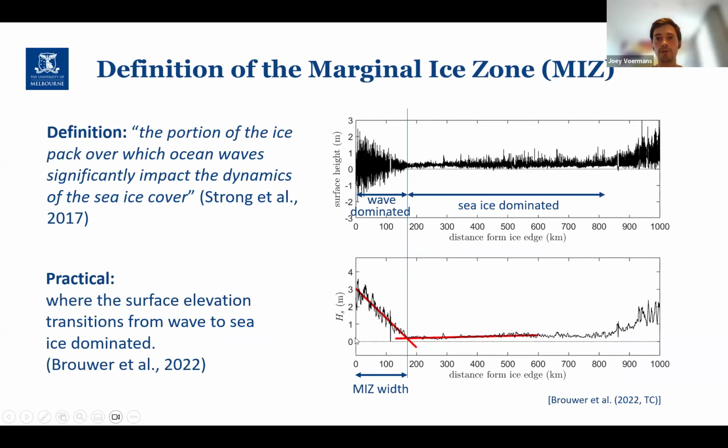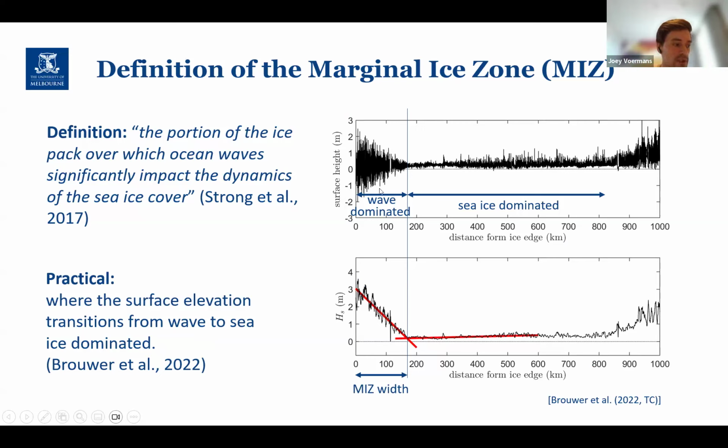And I'll do that in the marginal ice zone. So a quick definition of the marginal ice zone. There's a qualitative description which is on the top left. But in general, it's the region of sea ice that's impacted by the waves, but it's quite qualitative and you cannot really put any numbers to that. So in Brouwer et al., they use a certain definition that we'll be using here as well. So what you see on the top right is one of the ICESat-2 transects.